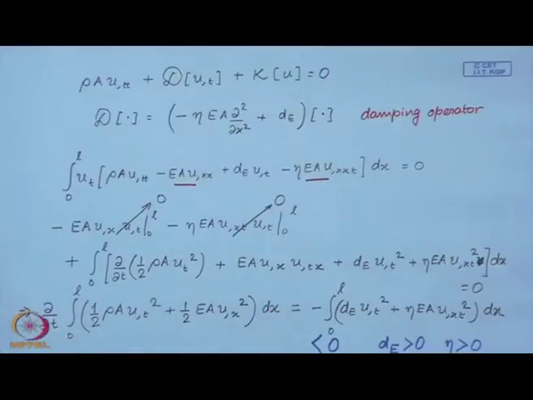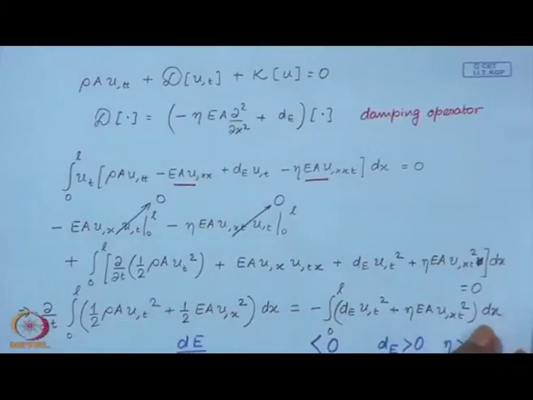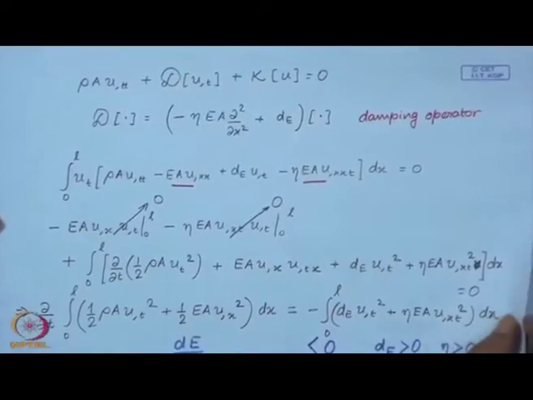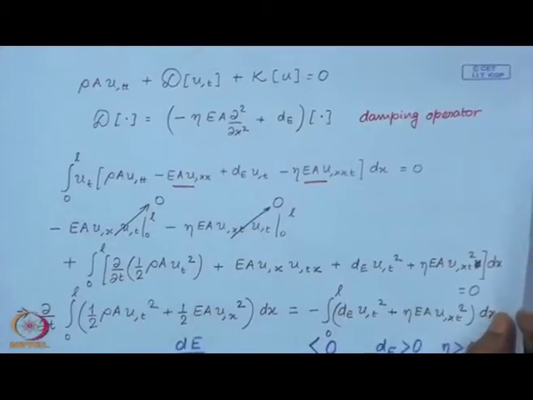Now, this is nothing but the total mechanical energy of the bar. So, this is the kinetic energy, this is the potential energy, we have already seen these terms. So, the rate of change of energy is always negative, which means energy always dissipates or drains out of the system. So, the mechanical energy is always dissipated by these two damping terms that we have considered. So, this shows how the energy dissipates with time.